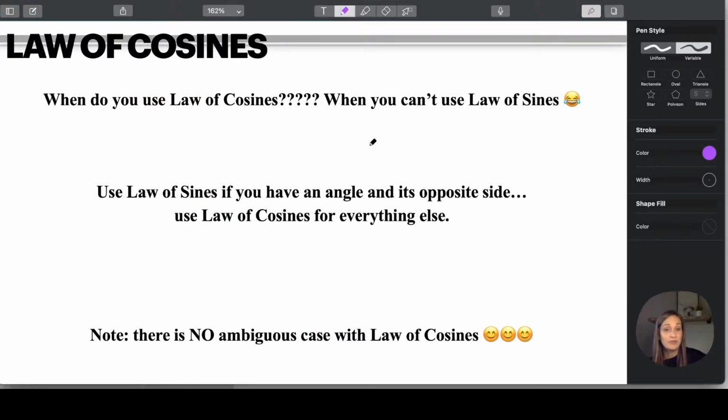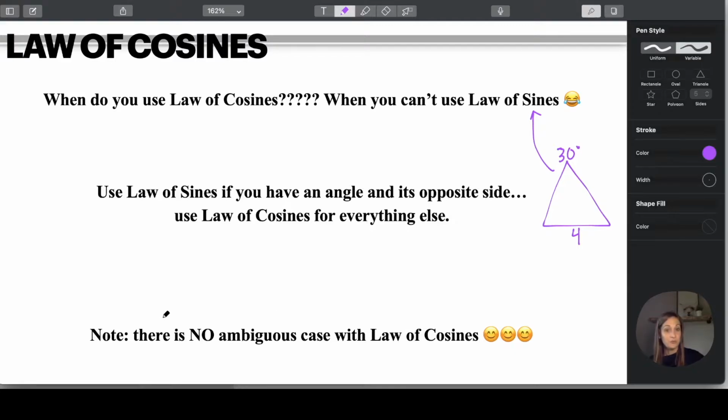So when do you use law of cosines? Simple answer, when you can't use law of sines. Seriously. We've talked about the fact that you use law of sines if you have an angle and its opposite side known. For example, if you have a triangle and you know that this is 30 degrees and you know that this side is 4, because you have an angle and its opposite side, you would use law of sines. If you do not have an angle and its opposite side, then you have to use law of cosines.